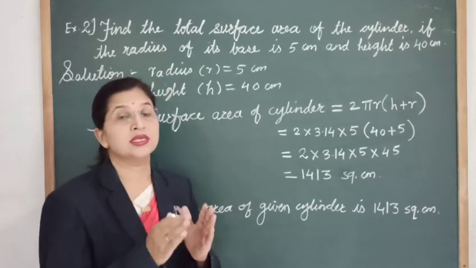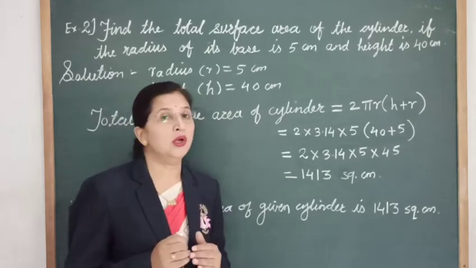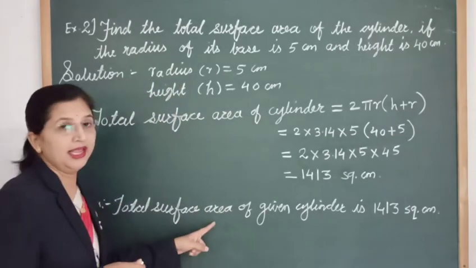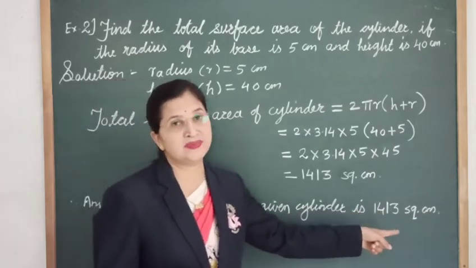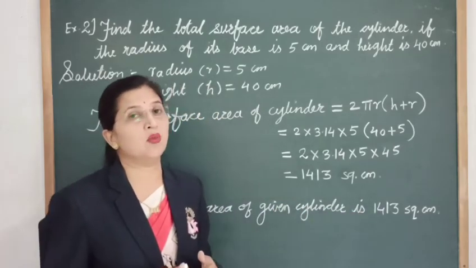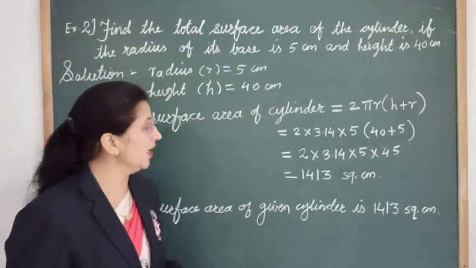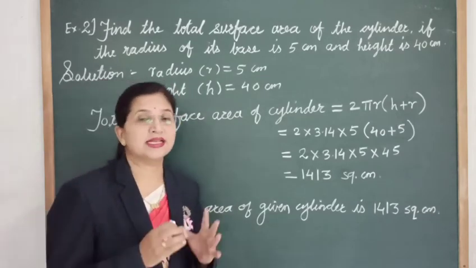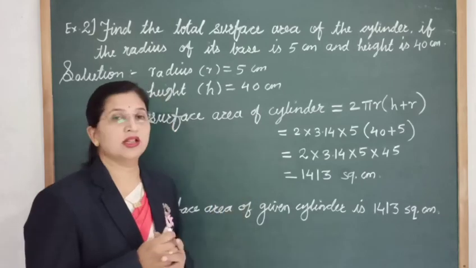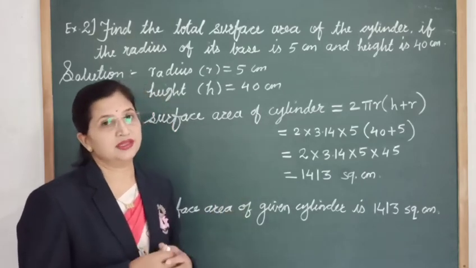Dear students, be careful while giving the unit. As it is an area, we have to use square centimeter. In the previous question there was volume, that's why we used cubic centimeter. I hope it's clear to you how to solve the examples by using the formula.